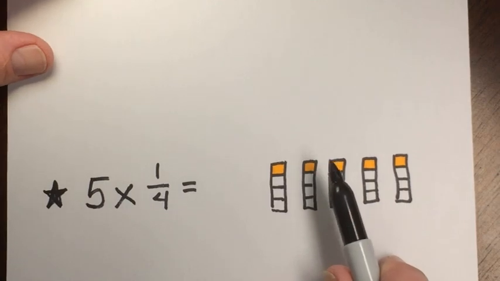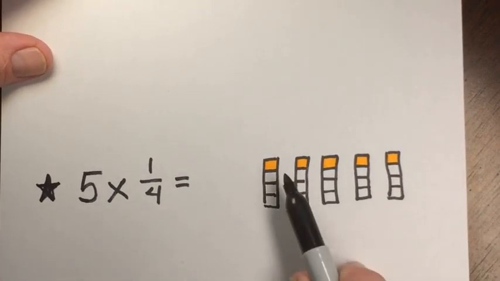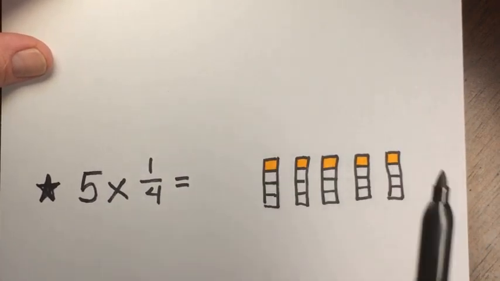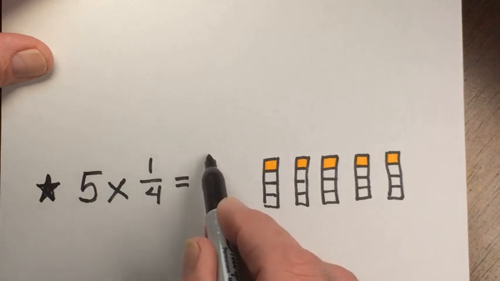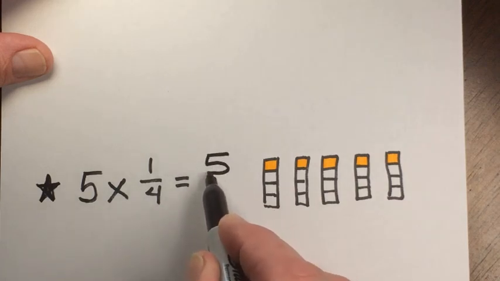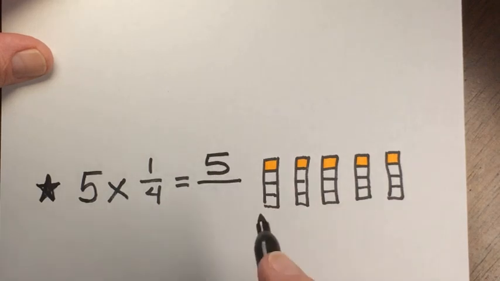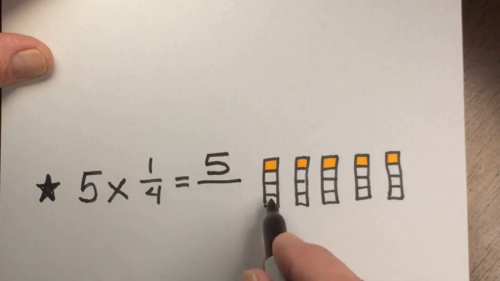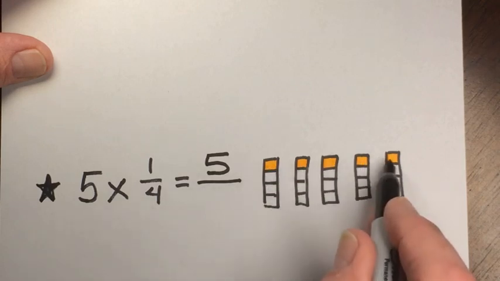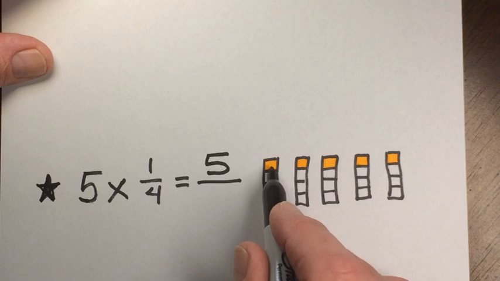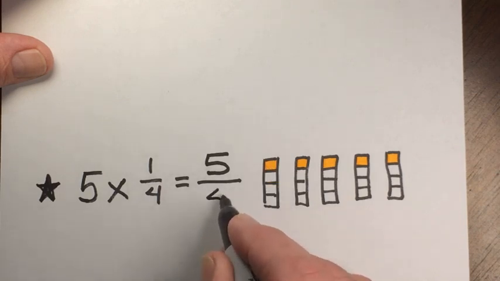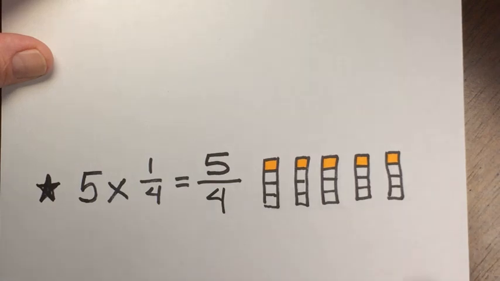Let's go ahead and count them. 1, 2, 3, 4, 5. The answer would be I have 5, but 5 whats? Well, they were all fourths. That's 1, 2, 3, 4, 5, but these are all fourths. They're not individual numbers or whole numbers. So that would be 5 fourths is my answer. Okay, so that makes sense.